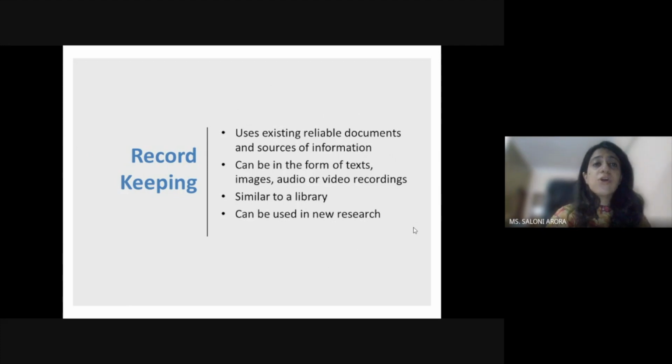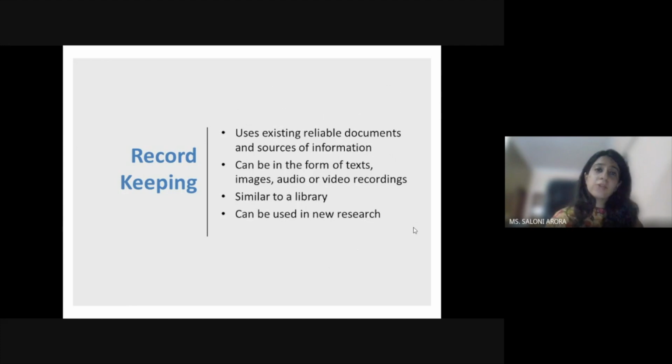Then we move on to the record keeping method. Now, as the term suggests, record keeping. So, here you're not directly going to a new method, you're not directly taking something new. The data here is already existing in the records. It can be in the form of audio, visuals, pictorial, anything, but text. But the records are already there in the database.